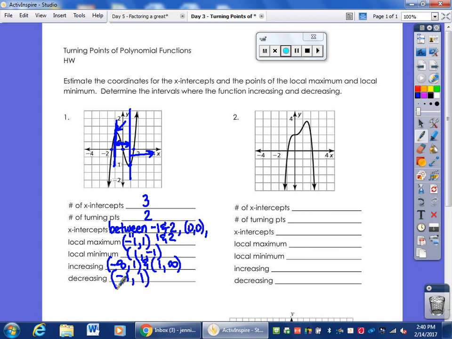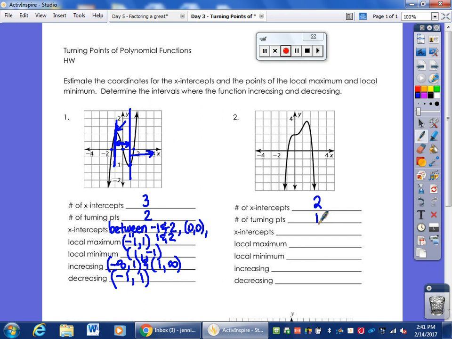All right, number 2, number of x-intercepts. There are only 2. Your turning points, there is only 1 turning point. I know it looks weird, but this is a weird graph. There's like this plateau right here that's not considered a turning point because it's not increasing, it's not decreasing.